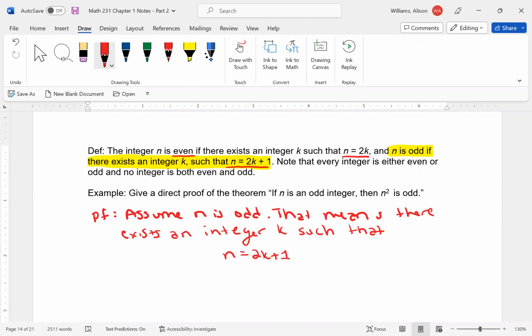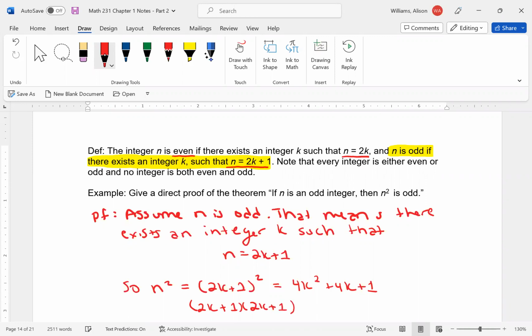So I'm going to go ahead and square this. So n squared equals (2k plus 1) squared. And if I FOIL that out, that's going to be 4k squared plus 4k plus 1. And if it's been a while since you've done FOIL, go watch a video, but I'm just distributing twice. I'm doing 2k plus 1 times 2k plus 1.